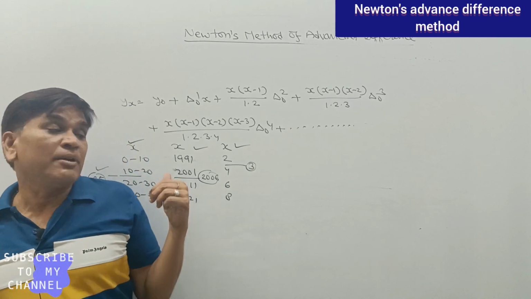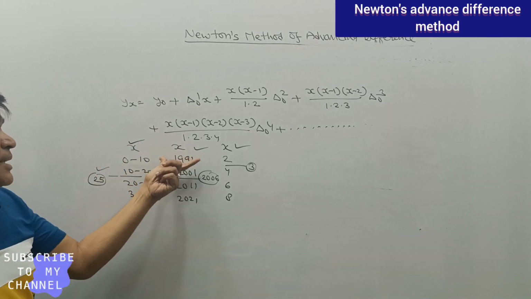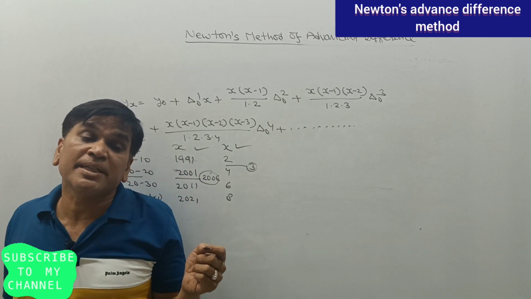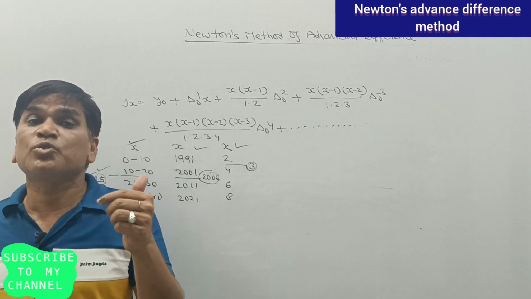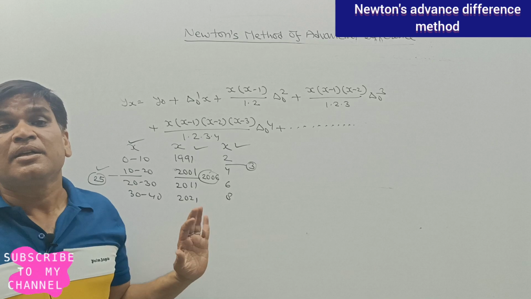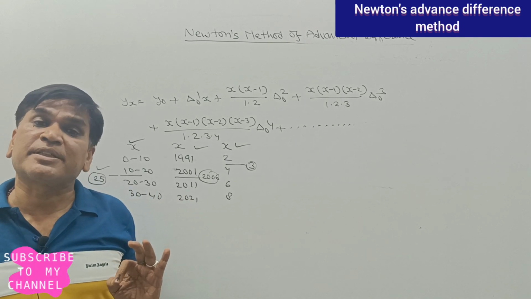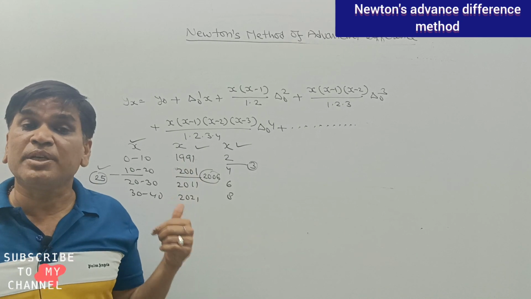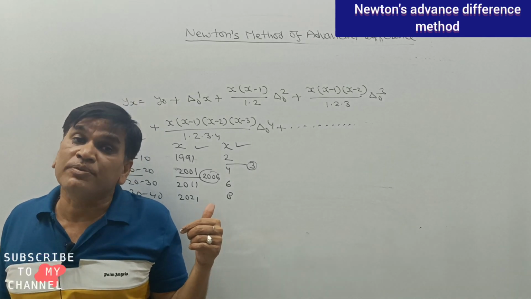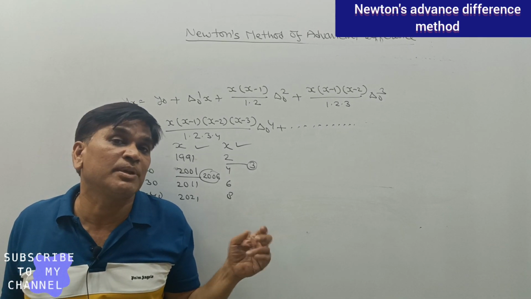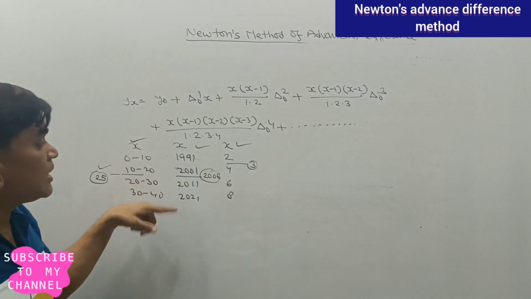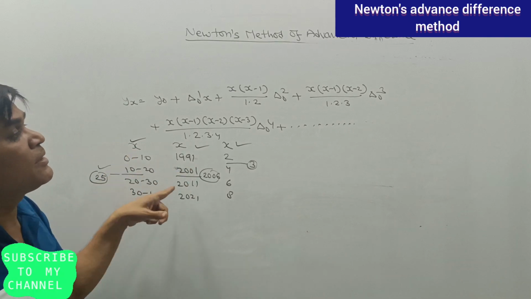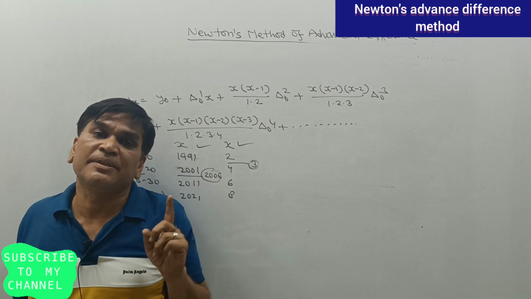So in case the data is given like this, 1991, 2001, 2011, 2021, and they ask to interpolate for 2006 with a suitable method, then we have to use the Newton advanced difference method. We cannot use the binomial expansion method. We have to use only this method because the difference is equal and we want to interpolate between the differences.